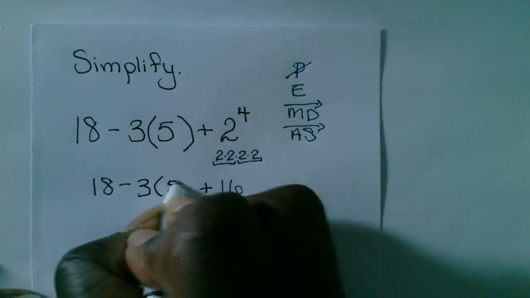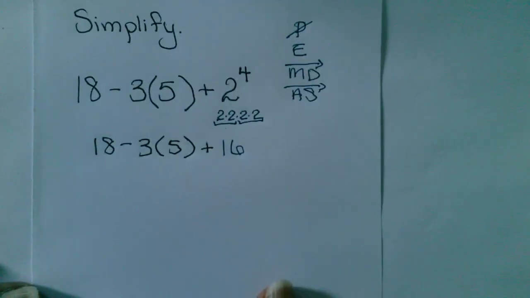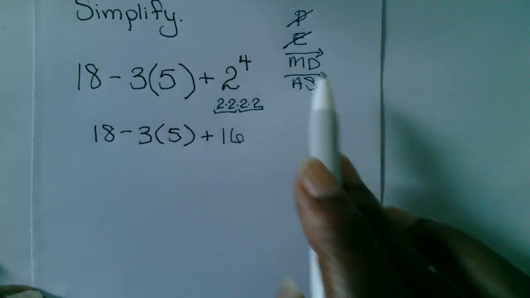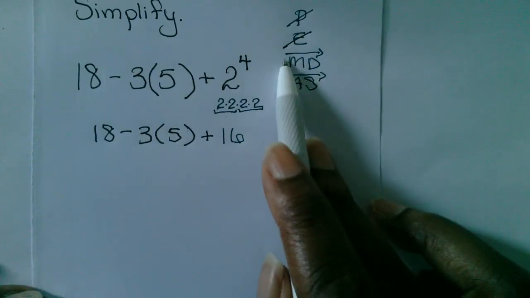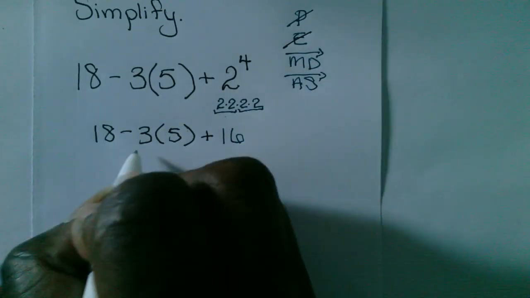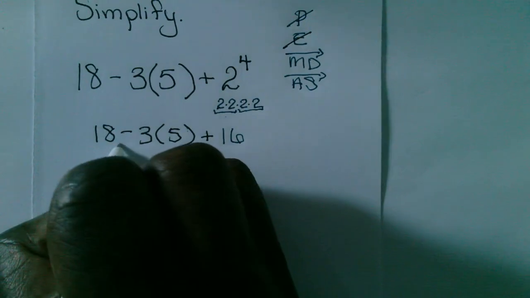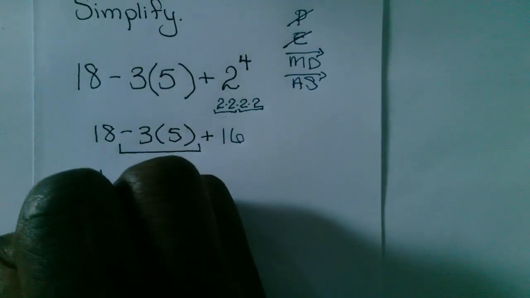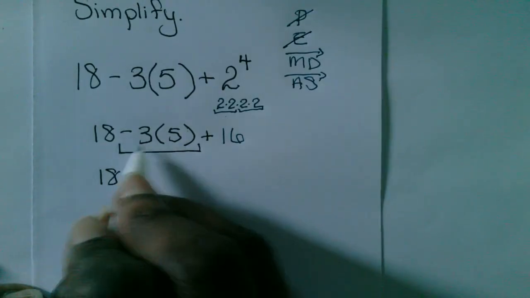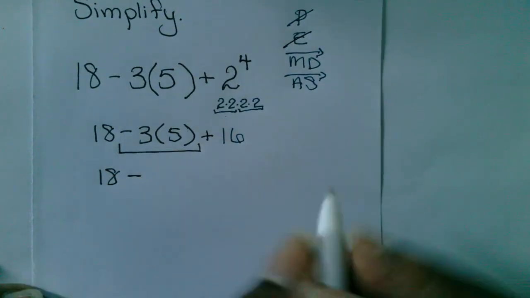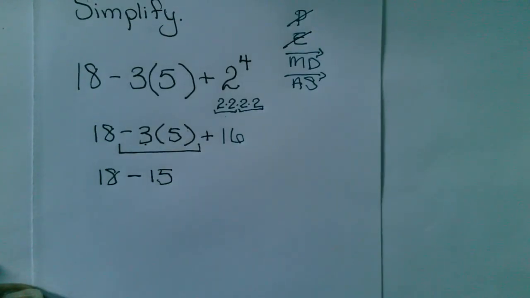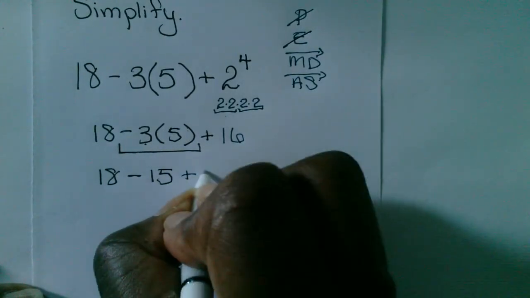Okay, once you get used to everything, you can do your shortcuts. But it's not a shortcut if you don't know where the origin is coming from. So now, exponents, gone. Multiplication or division from left to right. Well, we're lucky. So this is not just a 3, it's a negative 3. So we have our 18. Negative times a positive gives us a negative. 3 times 5 gives us 15. Bring down our plus 16.